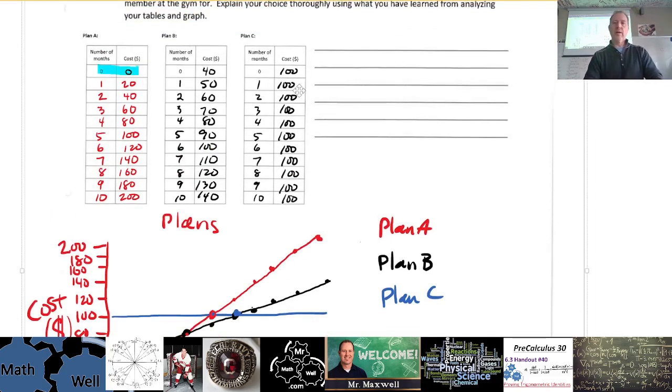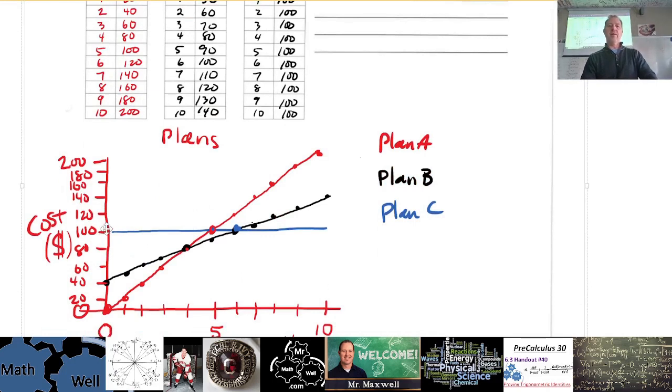Now the third one, we start at an extremely high value, but it does not change at all. And so it's flat. There's no charge per month. So it stays at 100 all the time.